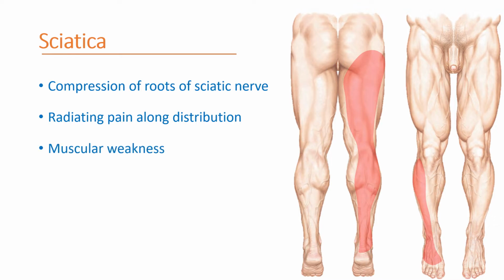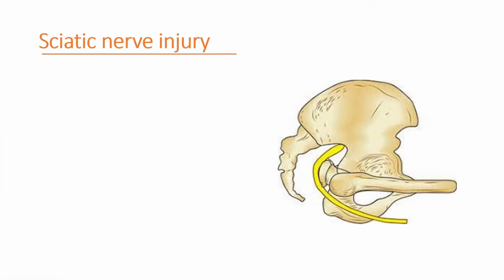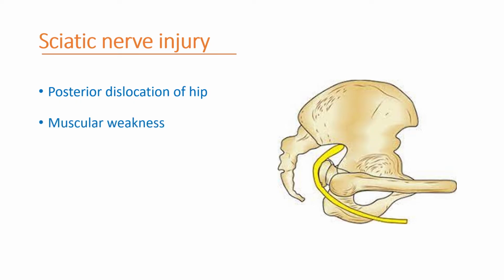In an extreme form of injury, there will be muscular weakness due to involvement of the muscles innervated by the sciatic nerve. In another condition, the sciatic nerve can be injured during posterior dislocation of the hip joint, as occurs during the dashboard injury in road traffic accidents. It leads to muscular weakness based on the division of the sciatic nerve which is involved.